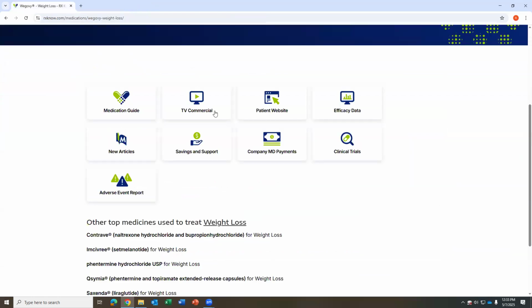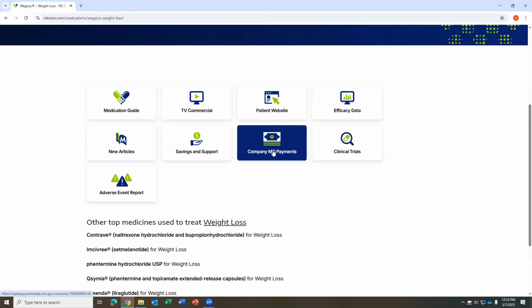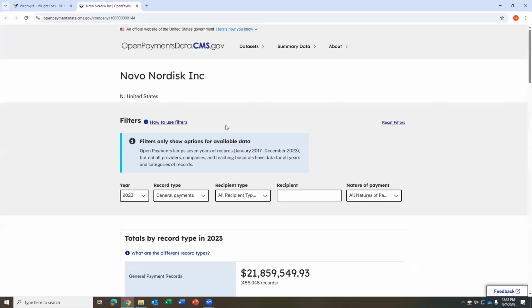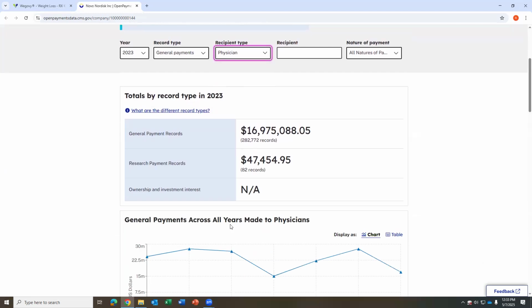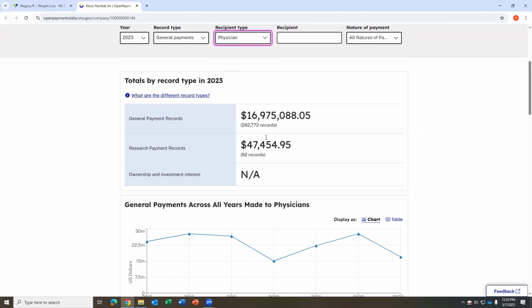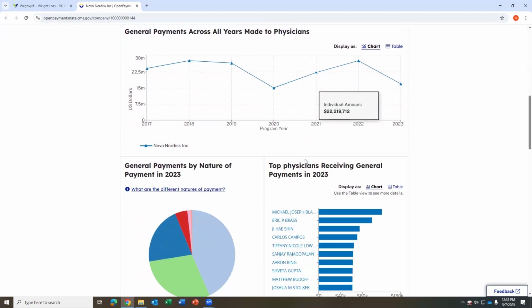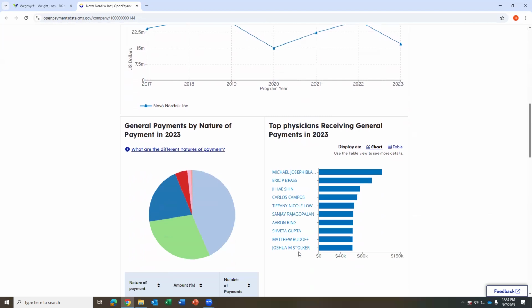I want to go back to another key area called company MD payments. Wegovy is made by Novo Nordisk. So we have a link directly to Novo Nordisk's payments. We will specifically look at physicians. This is provided by Open Payments, CMS. This shows that Novo Nordisk paid physicians either grants, consulting, food, beverage, nearly $17 million. This goes over time. It highlights some of the key physicians that they utilize.